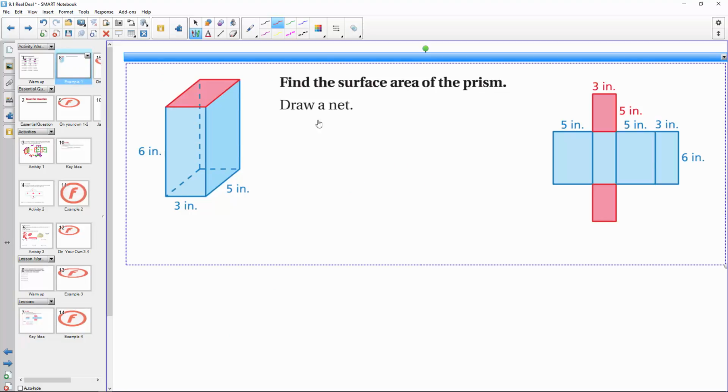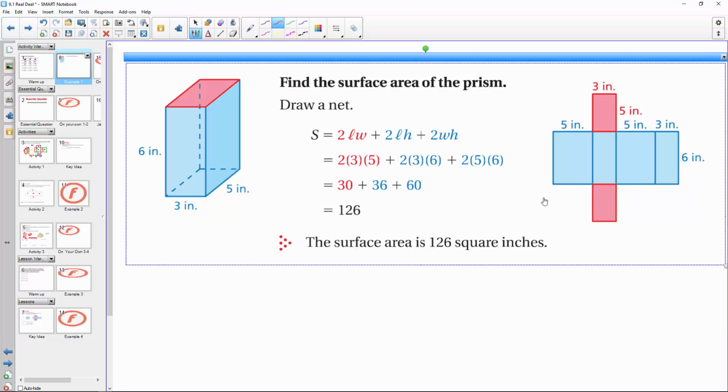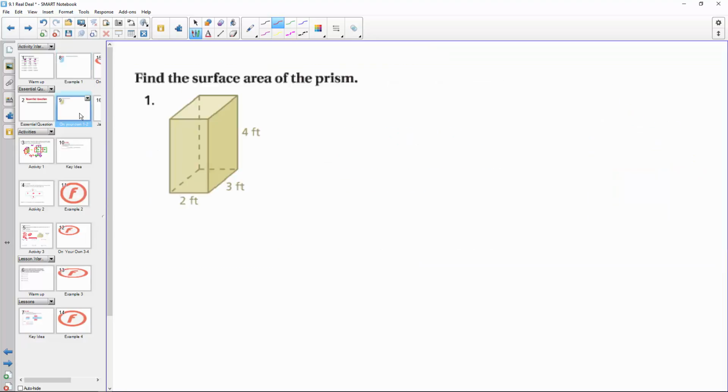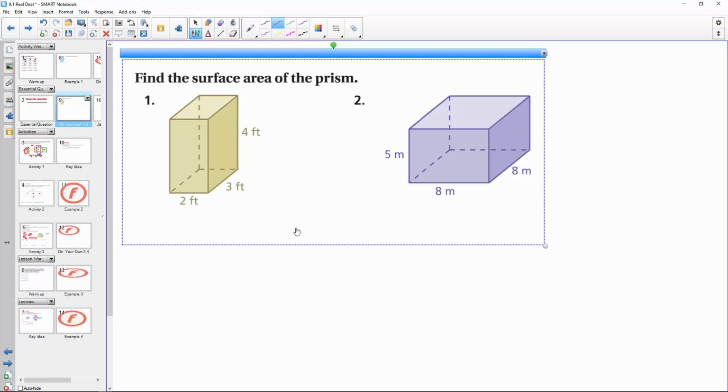When you look, first you draw the net. Looks like this. Fill in all the various measurements. Here they are. So I have my 3 times 5, my 3 times 6, and then my 5 times 6, which is this one over here. And they're all multiplied by 2 because there's one on each side. And I have 126 square inches as my surface area. I have a few more for you. Give these a try. Here are the answers.